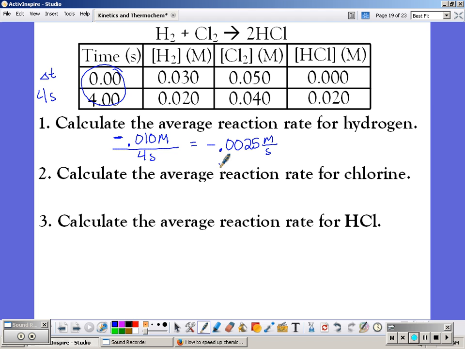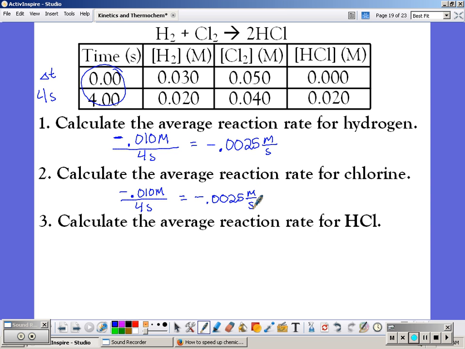Now chlorine, even though it's a different concentration at the start and the end, it still has the same change. And that's interesting to note. If you look at their coefficients, chlorine and hydrogen have the same coefficient, so their rates should be the same. And in fact, we do get the same rate. Again, it's negative because it's a reactant that's disappearing.